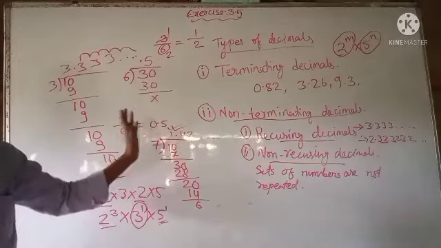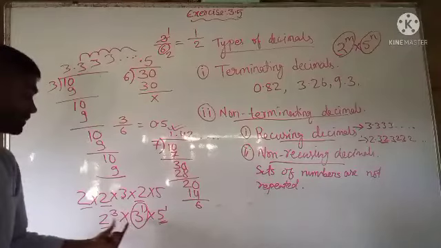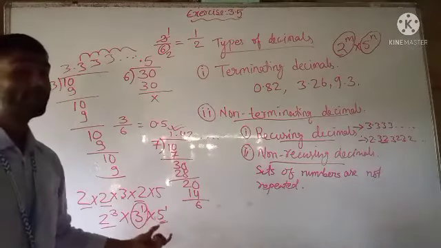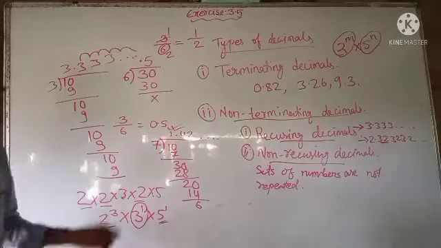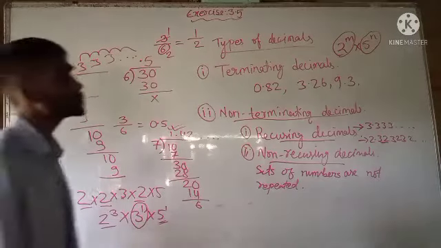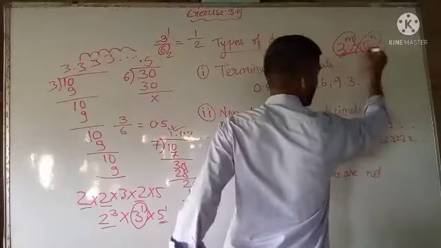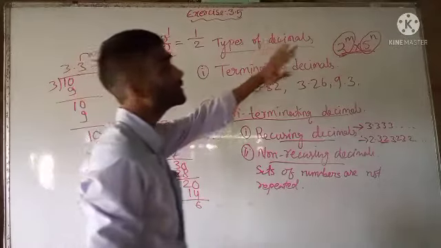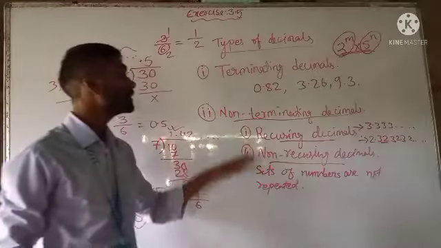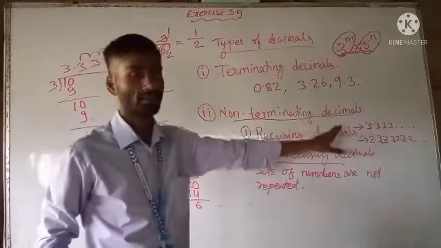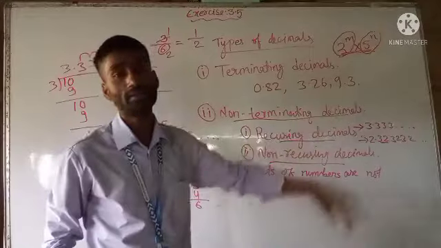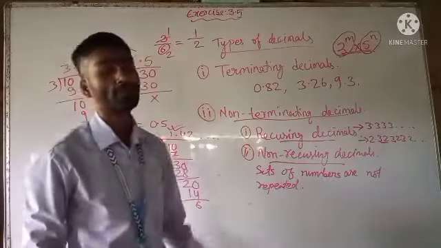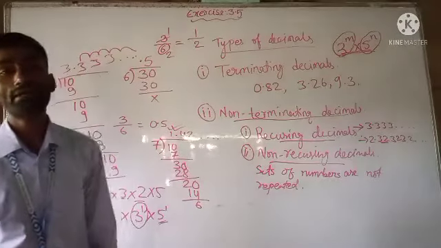That means the decimals will continue. Remember that it can have only 2 to the power m, or only 5 to the power n, but it should not have factors other than these two. If it has both, then also we can say that it is a terminating decimal, but if it has anything other than these, then they are non-terminating decimals. So these are the things that we'll discuss in our exercise 3.5. So let's start with our exercise.